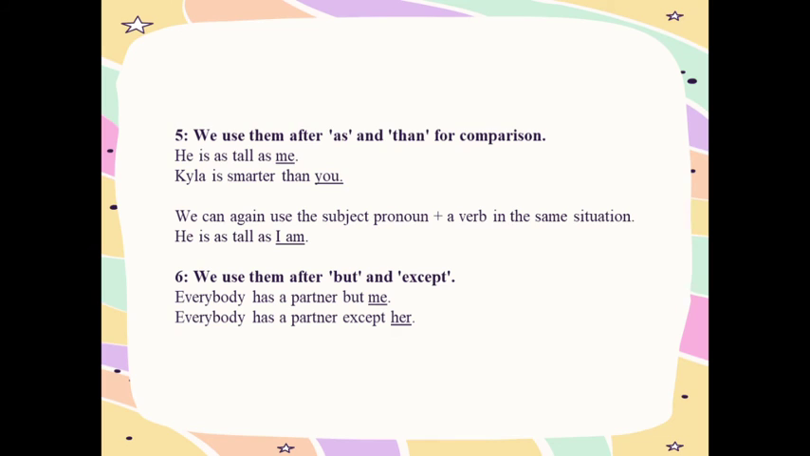The fifth one is we use them after as and than for comparison. He is as tall as me. Kyla is smarter than you. And again, we can use the subject pronoun plus a verb in the same situation. He is as tall as I am. The last one is we use object pronouns after but and except. Everybody has a partner but me. Everybody has a partner except her.